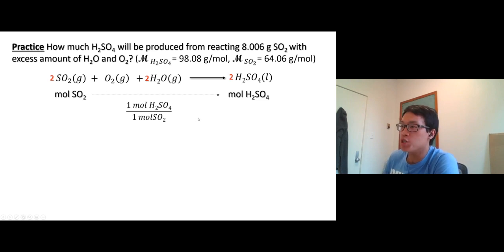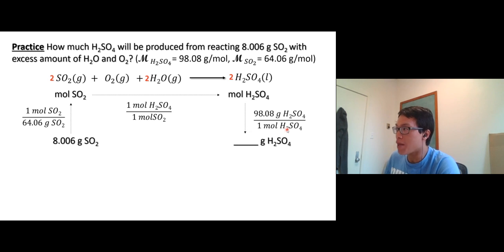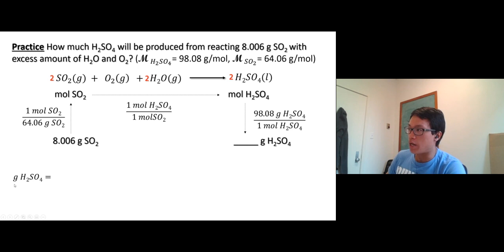All you have to do is convert grams of sulfur dioxide to moles, using molar mass. Moles of sulfur dioxide to moles of sulfuric acid, they're a 1-to-1 ratio. Whatever moles here is moles there. Once you get moles here, convert back to grams using the molar mass of sulfuric acid. So the unit that we want is grams of sulfuric acid. We have 8.006 grams of sulfur dioxide.